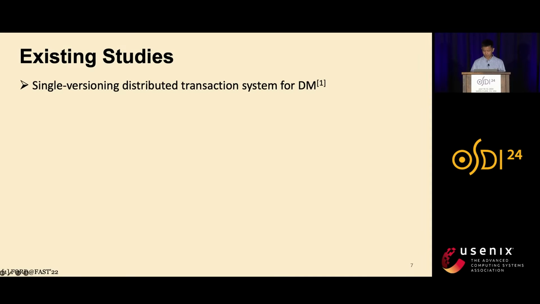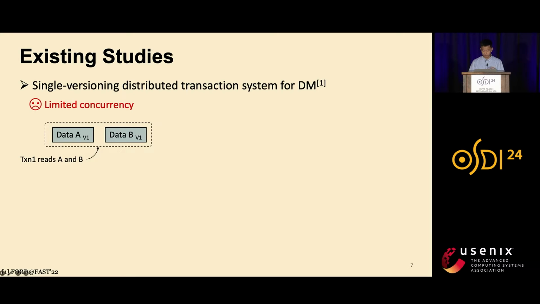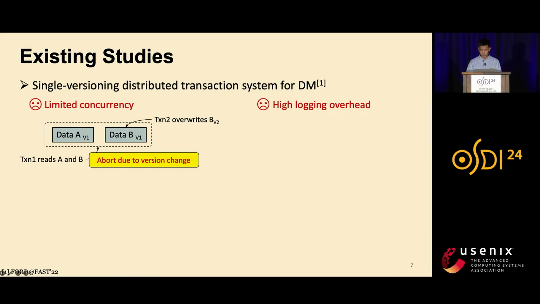Existing studies have supported distributed transactions on DM. They adopt single versioning, so each data item has only one newest version. This simplifies the data store, but has two limitations. The first is limited concurrency. Here, transaction 1 reads two data items, and if one of them is modified by another concurrent transaction, transaction 1 will be aborted due to version change. The second is high logging overhead. To provide atomicity, a coordinator needs to write a log to a memory node to back up each written data item. This doubles the network resource consumption.